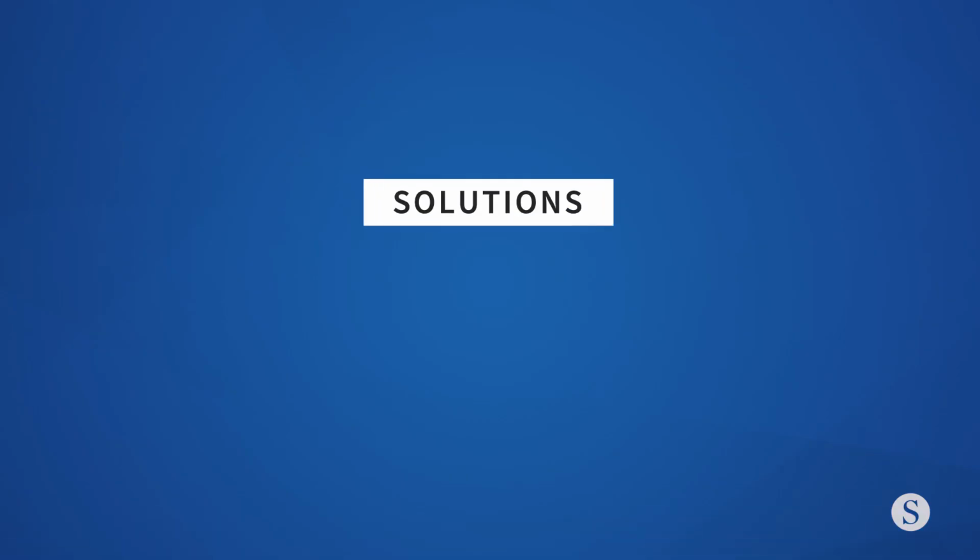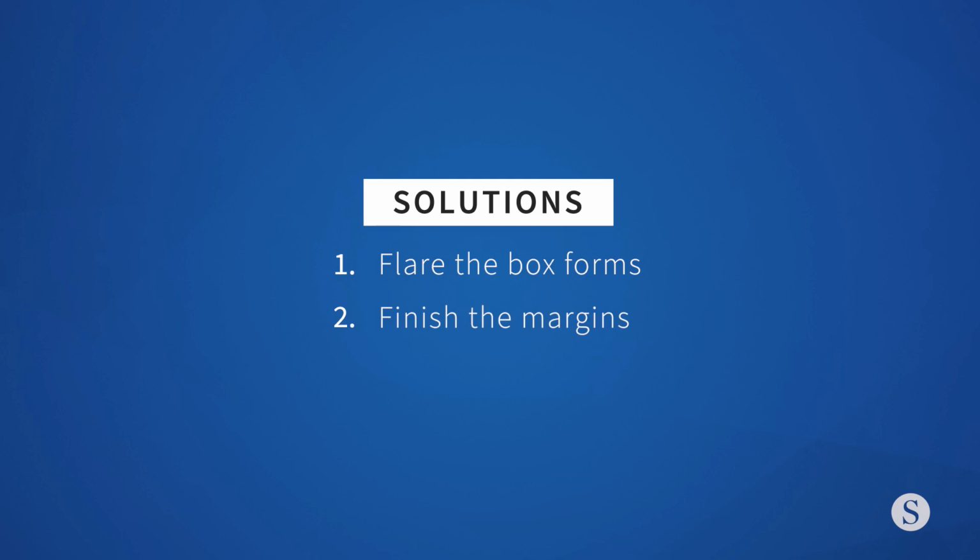So what is our solution? Our solution is twofold. Firstly, we need to flare the box forms for our Class 2 restorations, and secondly, we need to finish the margins with carbide burrs and chisels to remove those fractured enamel prisms under high magnification.